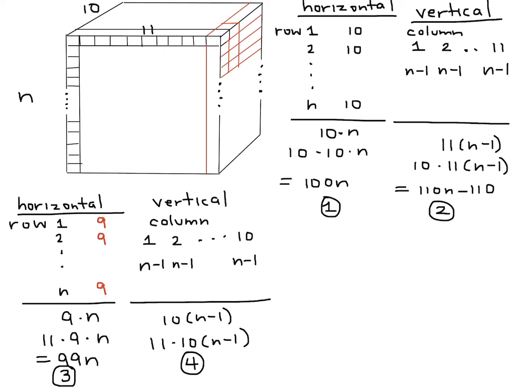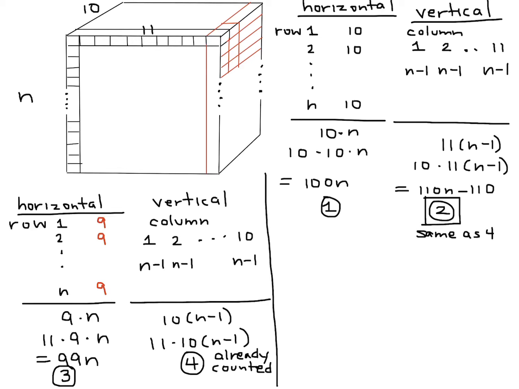It is scenario 2. Right here. This is the same as 4. So same as 4. So that one does not need to be counted. So I'll just put "already counted" in the text right there. All right, we've got only 2 more scenarios and we can solve this question.